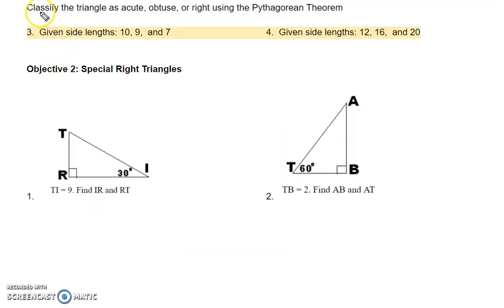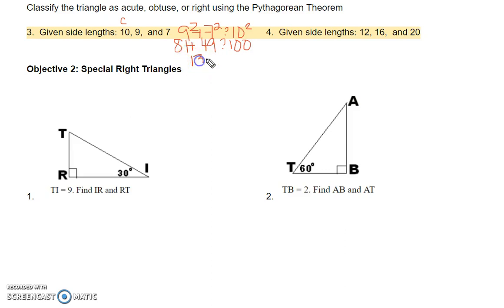Okay, number 3 and 4 says classify the triangle as acute, obtuse, or right using the Pythagorean theorem. Again, we want to identify C. C is always going to be the longest side. So with Pythagorean theorem, I'm going to do 9 squared plus 7 squared, and I want to compare that to 10 squared. I'm going to square my numbers. So 9 squared is 81, 7 squared is 49, and I want to compare that to 10 squared, which is 100. I'm going to add these two together.